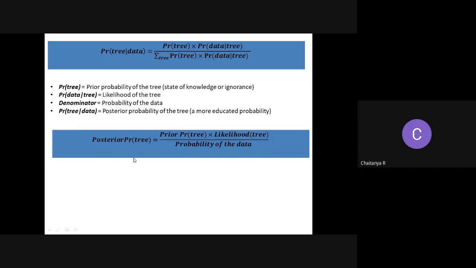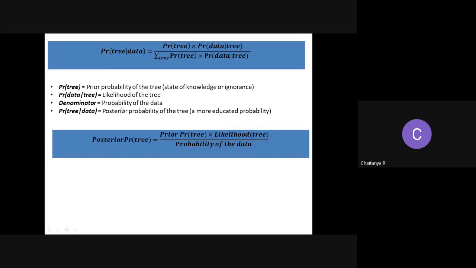So again, I need to mention here, like Praveen was saying, that the prior probability, going back to the cookie example, is basically a state of knowledge or ignorance, right? So when you ask, what is the probability of picking a cookie from bowl 1? We immediately say 0.5 because we don't know the contents of the bowls. And that is why it's called prior probability, because it's a state of knowledge or ignorance.